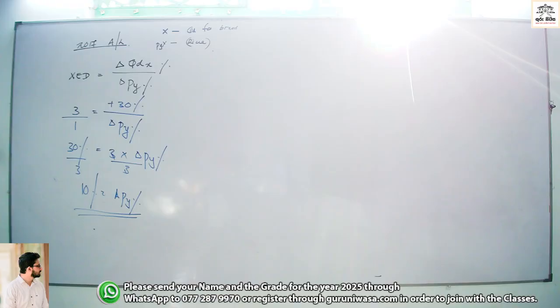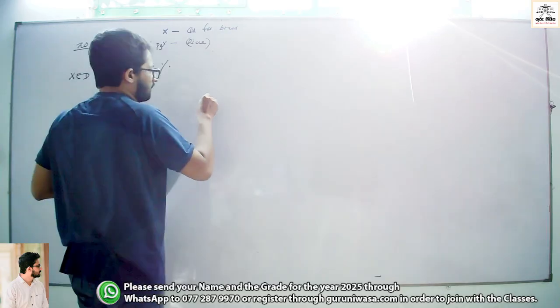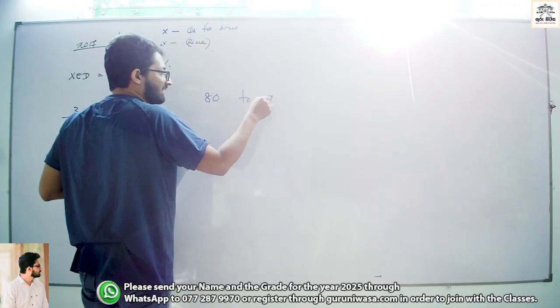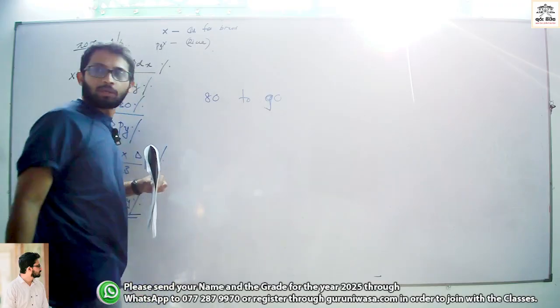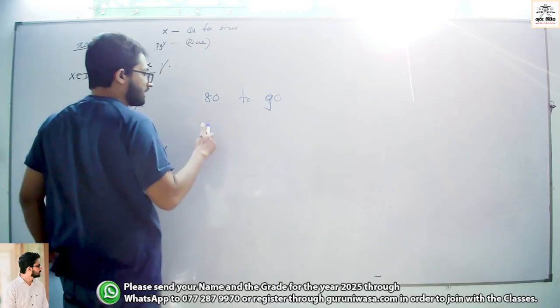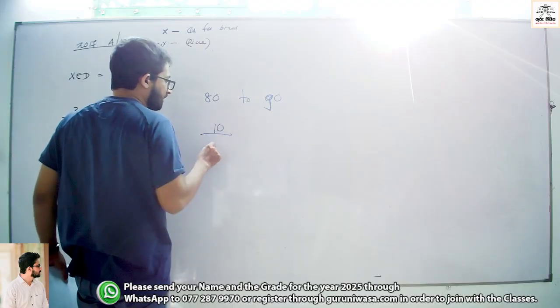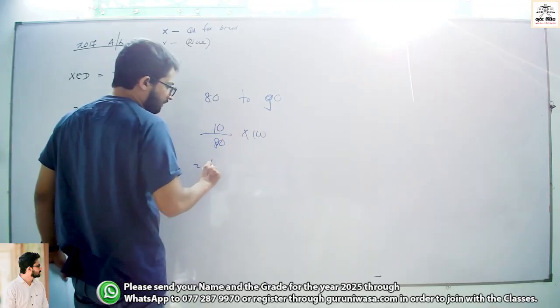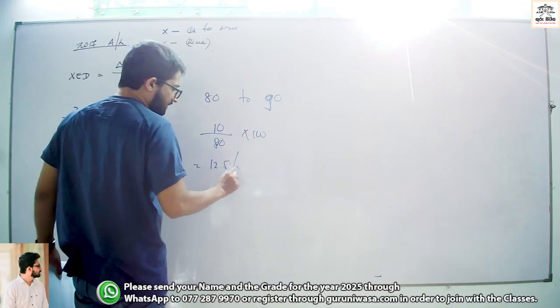First answer says price changes from 80 to 90. You can calculate the percentage change. Take the change, 10, divided by the original value, 80, times 100. I think it should be 12.5% if I'm not mistaken.